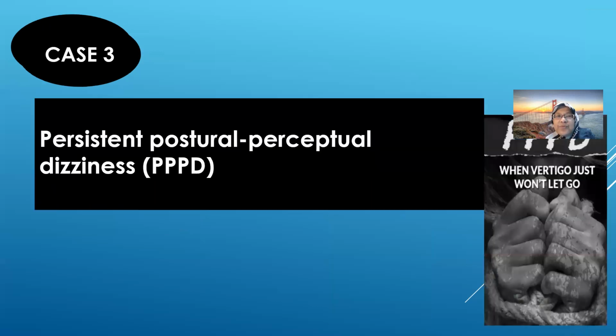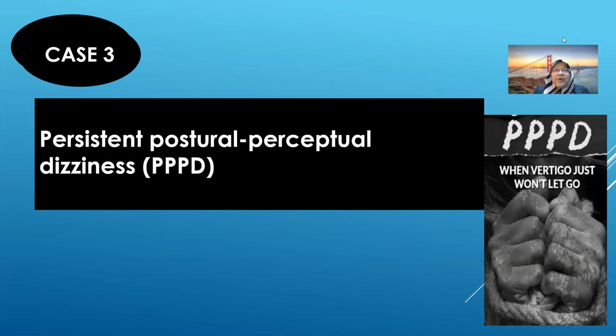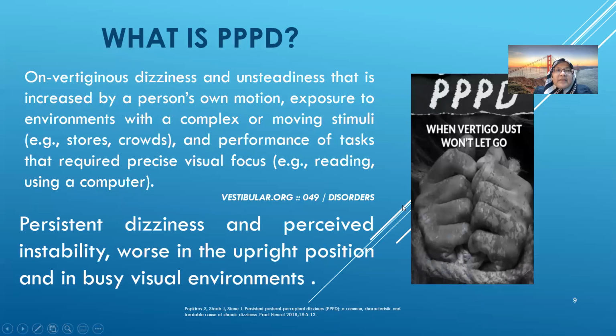Okay, I just want to move to the next. This is our third case. The third case we diagnosed as persistent postural perceptual dizziness, PPPD. This symptom is where people have imbalance or postural problems when they are standing. In more detail, there is vertiginous disease and unsteadiness increased by patient motion and exposure to environments with complex moving stimuli, for example, a crowded store, performing tasks that require precise visual cues, and persistent dizziness and perceived instability in the upright position and in a busy visual environment.